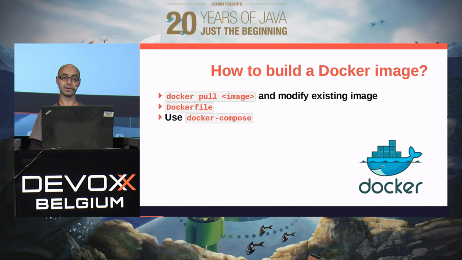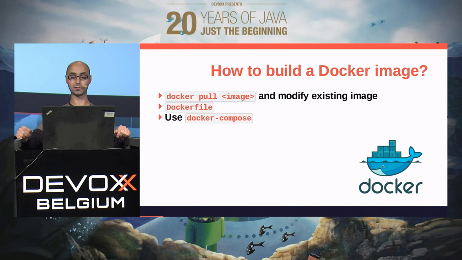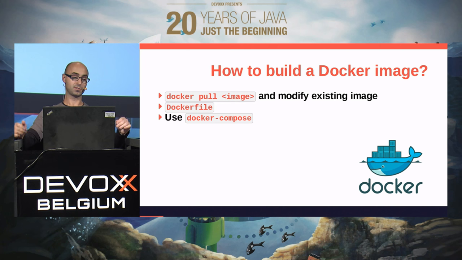So the way we build a Docker image is like docker pull. You get an image, the name of the image, and then the image is downloaded from your Docker repositories. Then we can also create a Docker image with a Dockerfile, which is a file to build your custom Docker container. Or even, if you want, you can use Docker Compose, which instead of creating one container, creates more than one container.